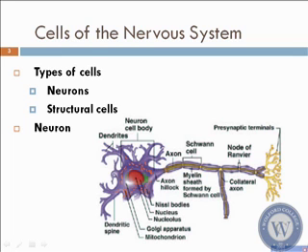Okay? Now, besides the nucleus, you of course have the rest of the mechanisms, the organelles that you normally have in any other cell, which is your sarcoplasmic reticulum, your endoplasmic reticulum, your rough endoplasmic reticulum, your Golgi bodies. All those things are found inside of the neuron as well.